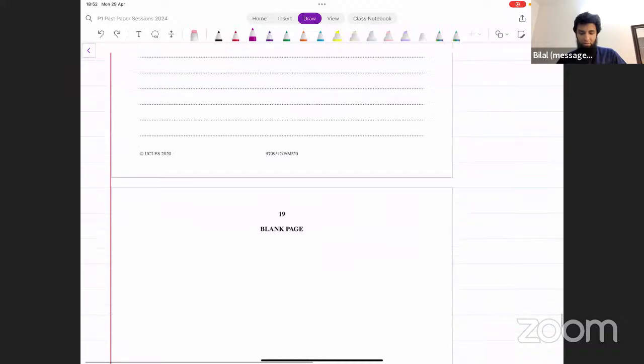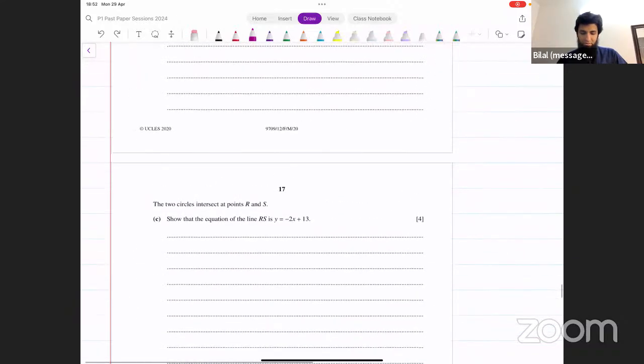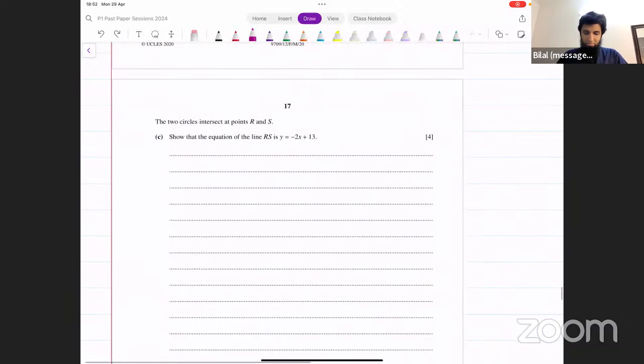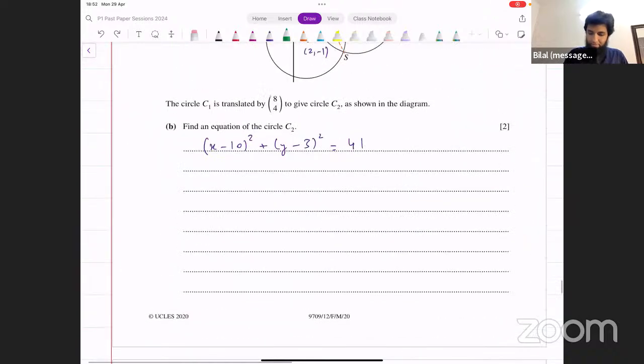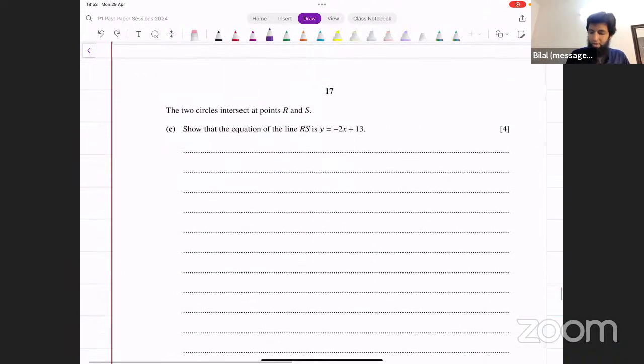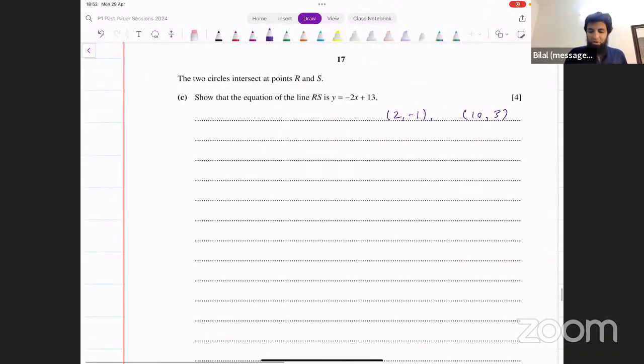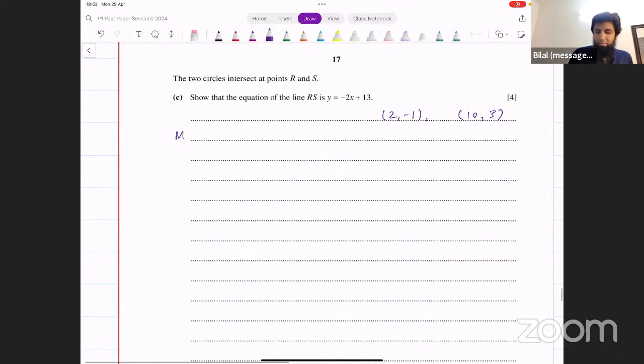Let me do that now. We've got 2 points, 2 and minus 1. That's the center of one circle. And the center of the other circle was 10 and 3. We have to find the midpoint. What's the midpoint? Let's call that M. That will be 2 plus 10 divided by 2, and minus 1 plus 3 over 2. And that gives you 6 and 1.